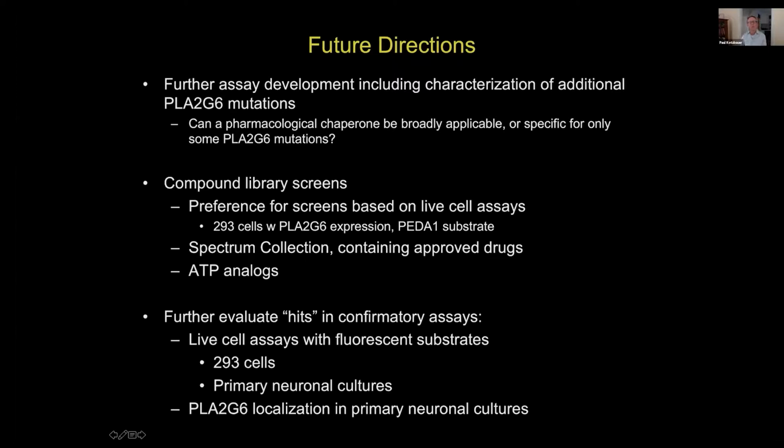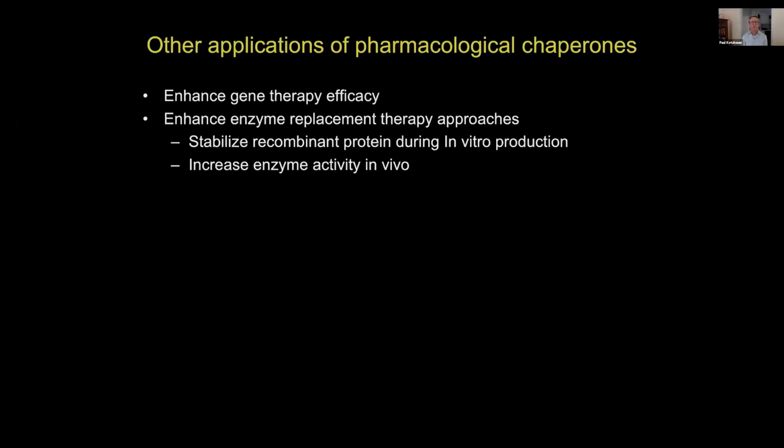There are additional ways to screen, including screening with live cell assays. We like screening already approved drugs, potentially capitalizing on the ATP effect. There are analogs that have been developed for other targets, such as kinases, that we could screen as well. And ultimately, if we do get a hit, we'd like to look in neuronal cultures and see whether it also affects the mislocalization effect that we see in primary neuronal cultures.